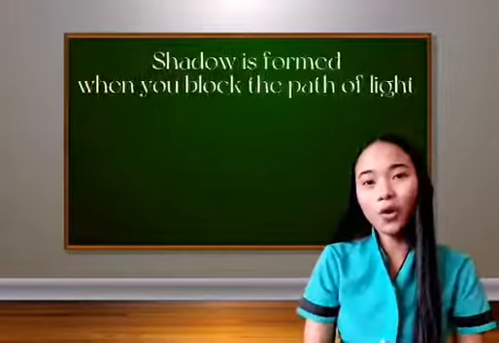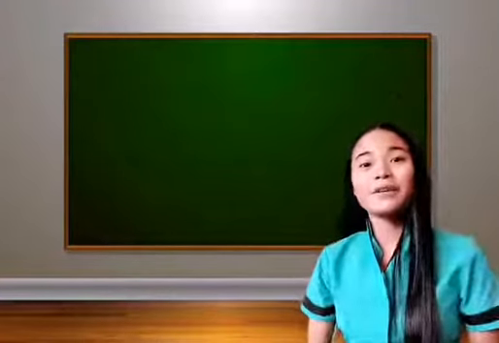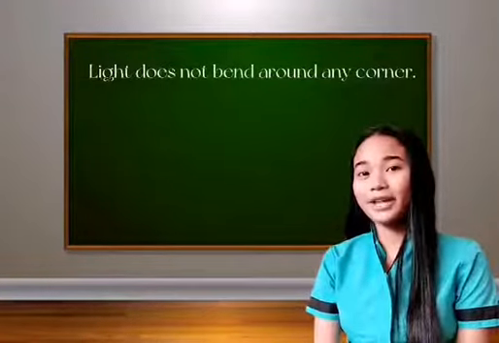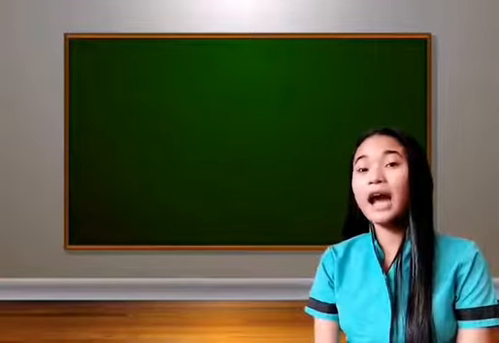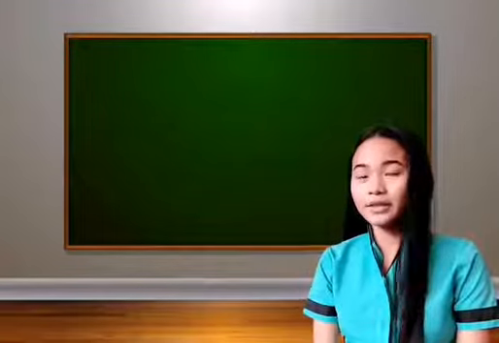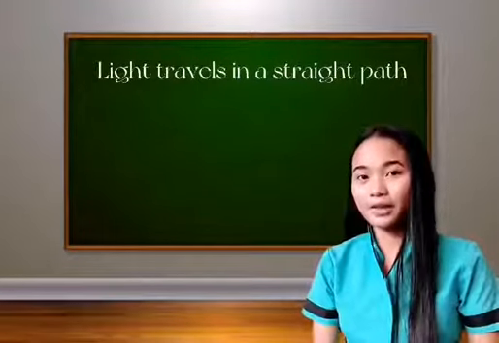A shadow is formed when you block the path of the light. Because light does not bend around any corner, whenever an object blocks some of the light, a shadow is created. So this shows that light travels in a straight path.